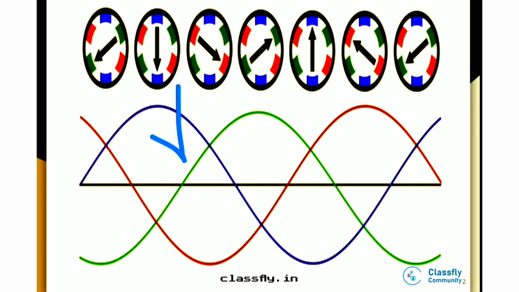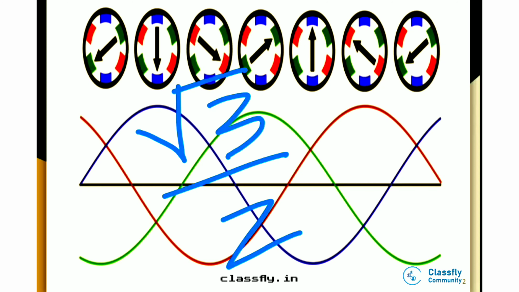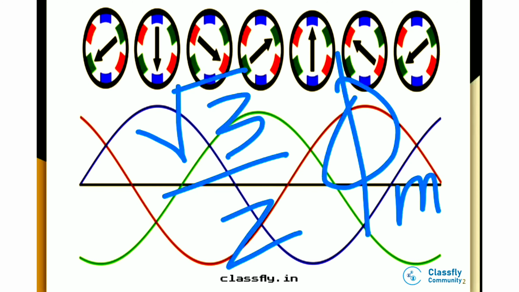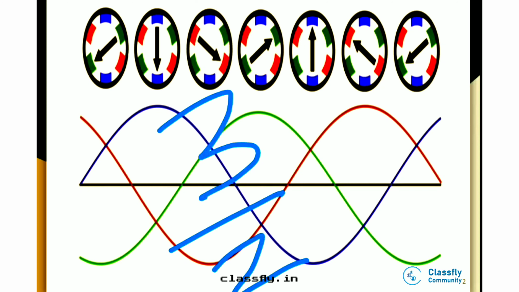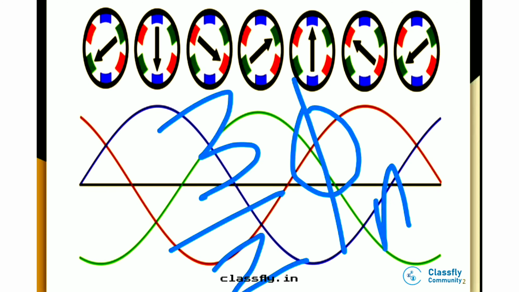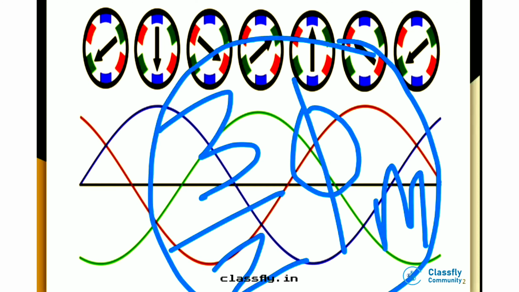You get root 3 by 2 phi m, but it is in the minus. Similarly, for the third color, it will be plus root 3 by 2 phi m, and that means the resultant will be 3 by 2 phi of m. This 3 by 2 phi of m will always be constant. That means for omega t equal to 0, it will be the same. For omega t equal to 60 degree also, it will be 3 by 2 phi m. For everything, the magnitude will be the same.